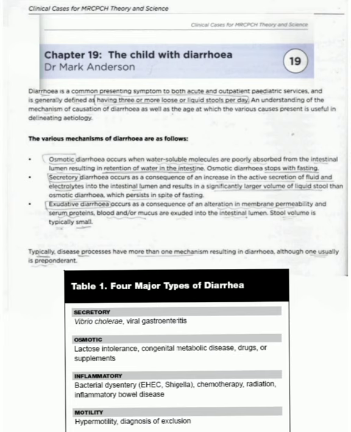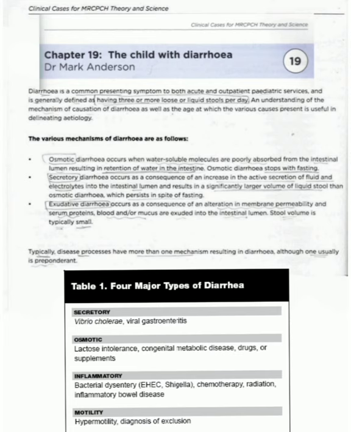These topics I have taken from the clinical cases for RCPCH theory and science case number 19, and the box I have added from Google. Let's start. Diarrhea is a common presenting symptom to both acute and outpatient pediatric services and is generally defined as having 3 or more loose or liquid stools per day. So the definition of diarrhea is having 3 or more loose or liquid stools per day.